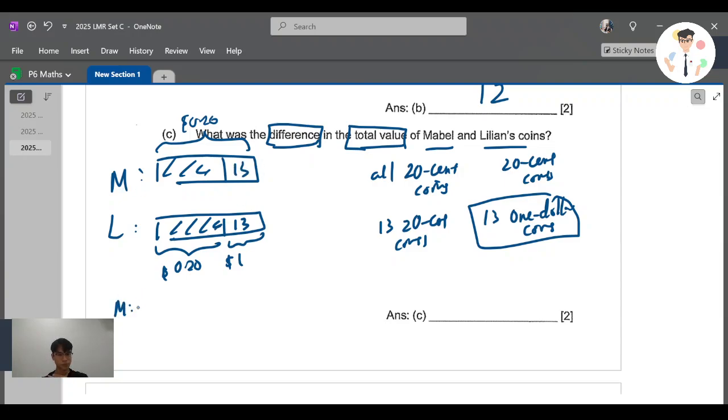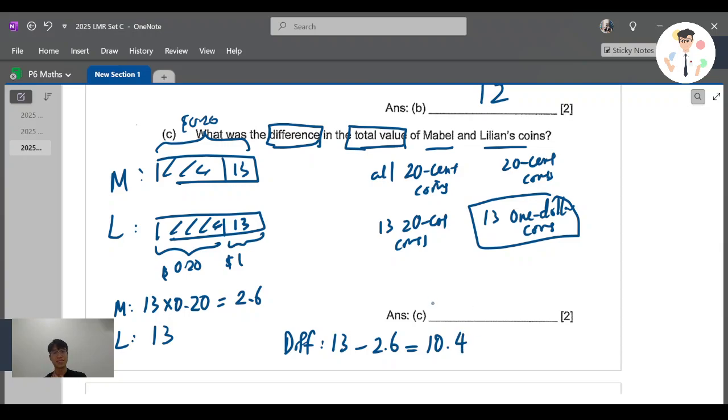For Mabel, the 13 20-cent coins are worth only $2.60. But for Lillian, this part is $13. So what is the difference between these two? The difference will be $13 minus $2.60, which is $10.40. Basically there's a difference of $10.40 in terms of the value here. Okay? Yes, and we are done for this question.